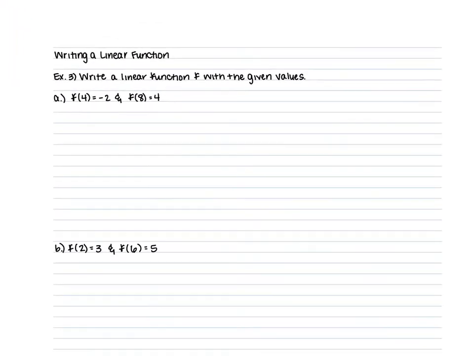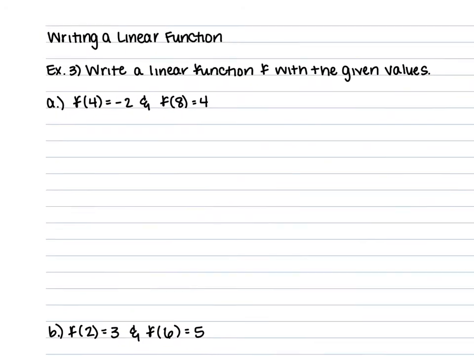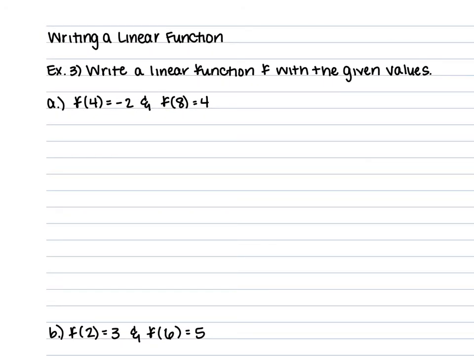Here, for example 3, it tells us to write a linear function f with the given values. For A, we have f of 4 is equal to -2, and f of 8 is equal to 4. So remember, these are giving you ordered pairs. When f of 4 is equal to -2, it just means that your x is 4 and y is -2. When you have that f of 8 is equal to 4, that just means that when x is 8, y is 4. So I'm going to find my slope first.